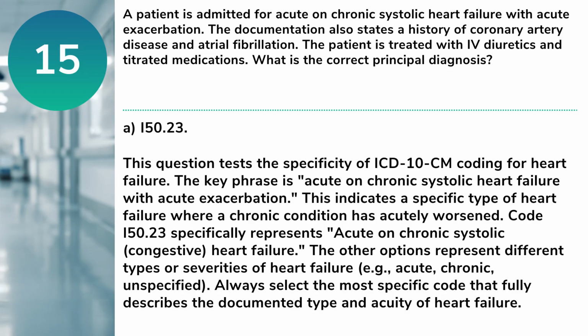Answer: A. I50.23. This question tests the specificity of ICD-10-CM coding for heart failure. The key phrase is acute on chronic systolic heart failure with acute exacerbation. This indicates a specific type of heart failure where a chronic condition has acutely worsened. Code I50.23 specifically represents acute on chronic systolic, congestive, heart failure. The other options represent different types or severities of heart failure, e.g., acute, chronic, unspecified. Always select the most specific code that fully describes the documented type and acuity of heart failure.